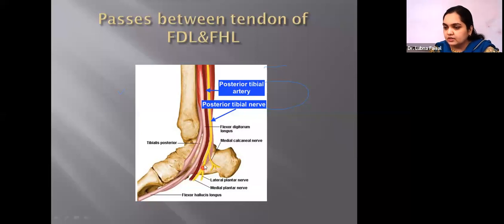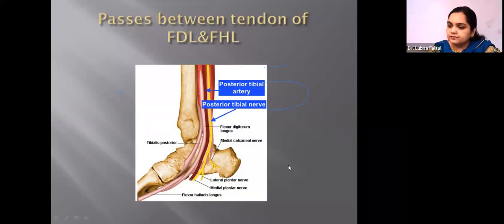Here is the flexor hallucis longus for the great toe, for the flexion. All the joints' flexion of the great toe occurs by the flexor hallucis longus, and here is the flexor digitorum longus. Later on, it divides into 4 tendons for the lateral 4 digits. This is the flexor digitorum longus, and these two structures, the posterior tibial artery and the posterior tibial nerve, pass between these two tendons at the ankle joint.